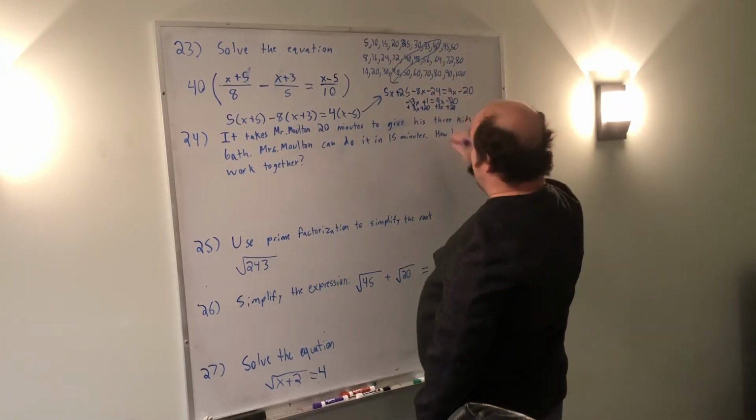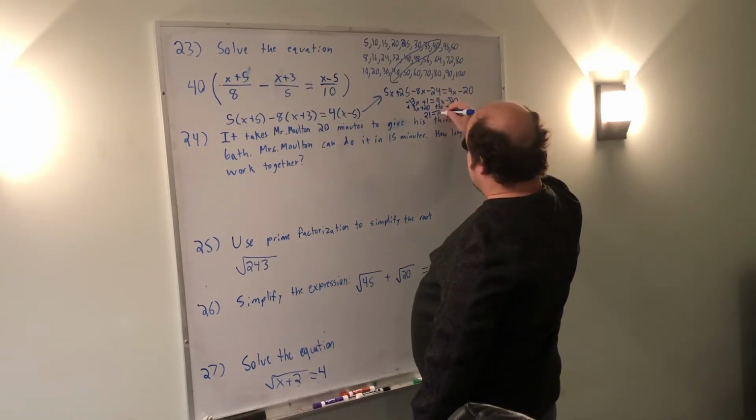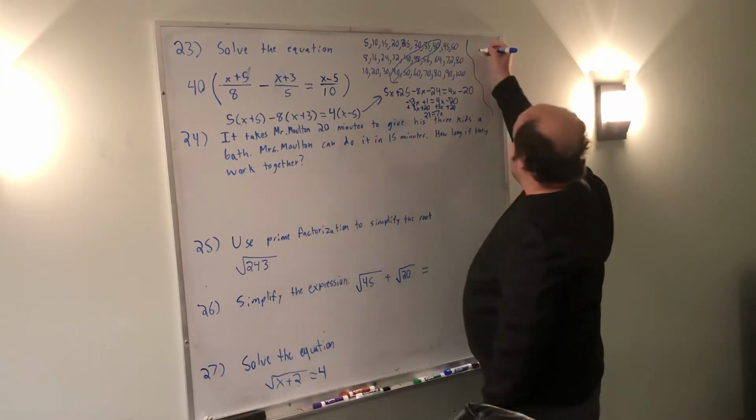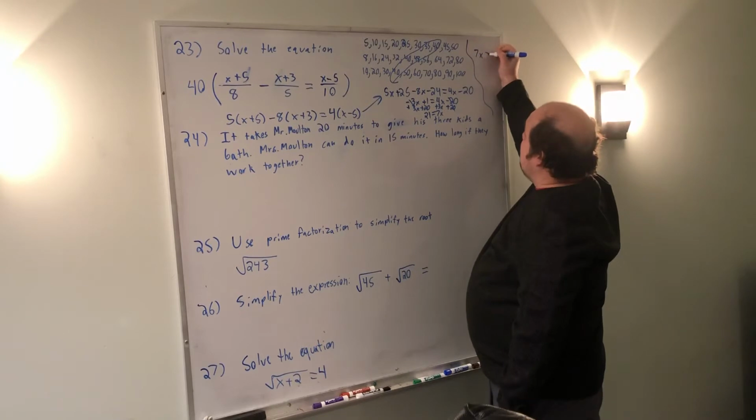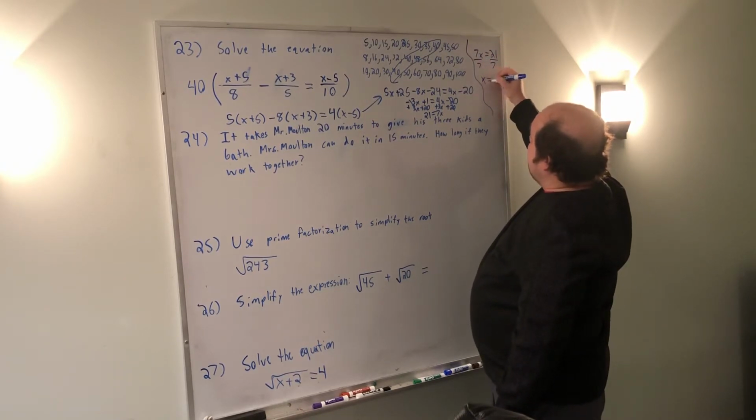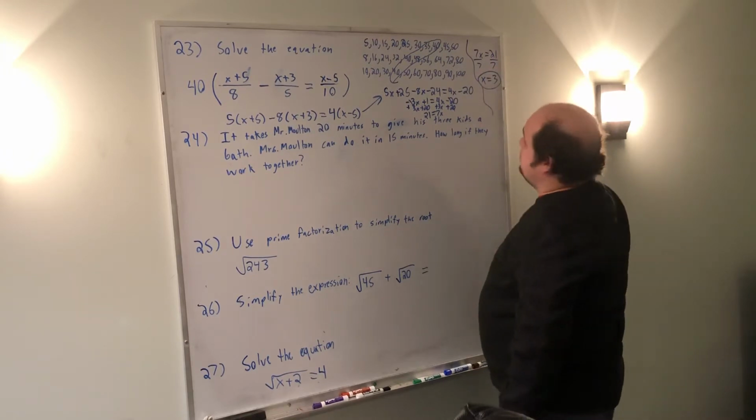The 3x's and the 20 go away. 1 plus 20 is 21. 4 plus 3x is 7x. So what I really have, I'm going to put up here in the corner, is 7x equals 21. If I divide both sides by 7, that's how I get my correct final answer, x equals 3.